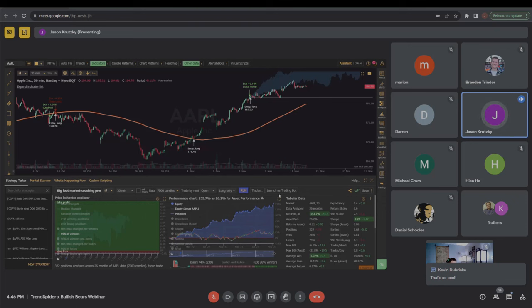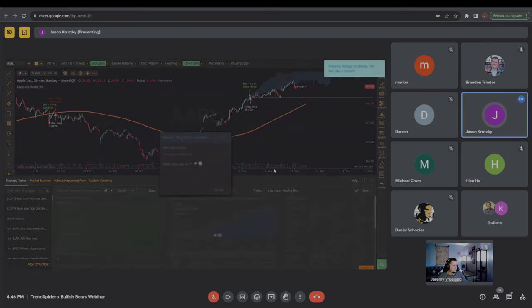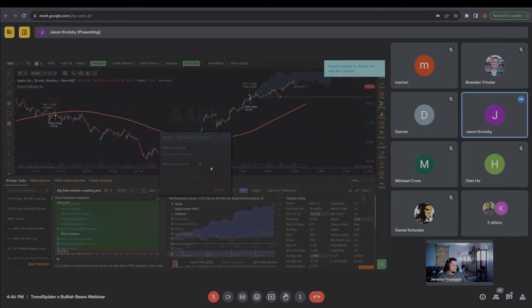You can also take this strategy and send it along. If you have a friend who is on TrendSpider as well, you can save it and you can share it with a very, very simple link. If any of you guys are TrendSpider users, I'm going to go ahead and share this with you so that you have it. Play around with it. It's fun.